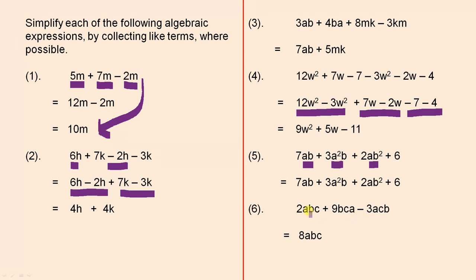And number 6, we have 3 terms, abc, bca, and acb. They are like terms because of the commutative law for multiplication. So 2 plus 9 is 11. 11 minus 3 is 8. So the answer is 8abc, or you can combine those letters any way you like.